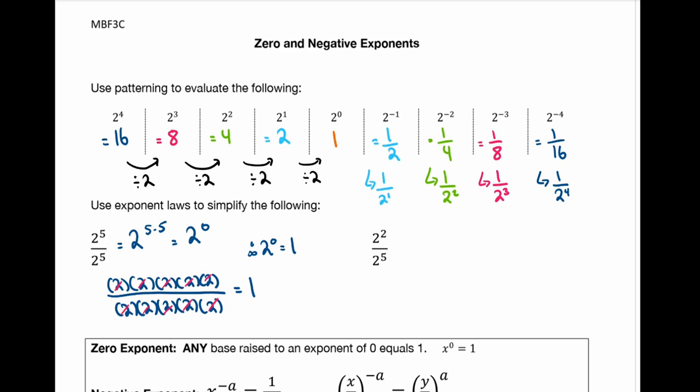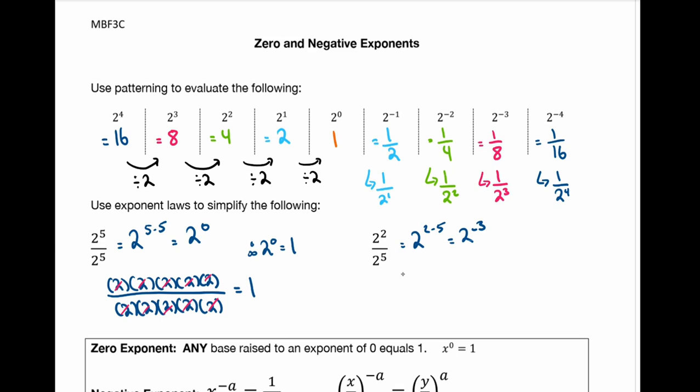If I do the next example, 2 to the power of 2 divided by 2 to the power of 5, again, use my rule for dividing exponents. I subtract them, so 2 minus 5, I get 2 to the power of negative 3.